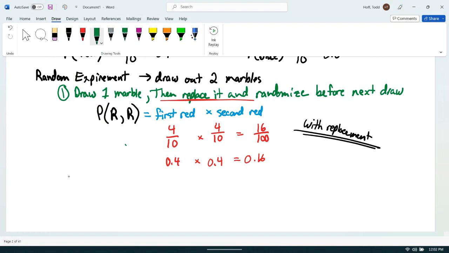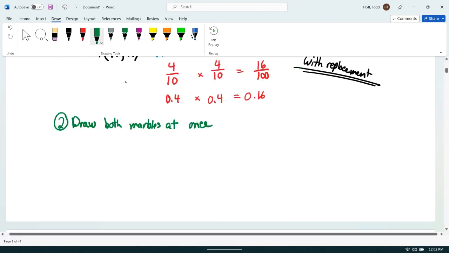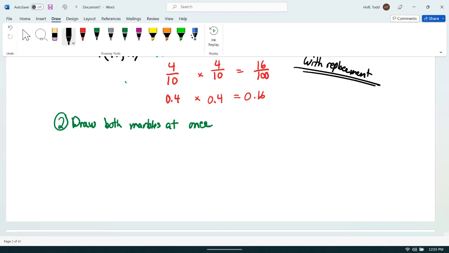So the second possibility: draw both marbles at once. Now, for the sake of analyzing the experiment, we're going to look at one of them first and then the other. We can't look at both of them at the same time because really it's impossible to analyze that. So now the probability that both marbles are red is once again the probability that the first is red times the probability that the second is red. That has not changed.